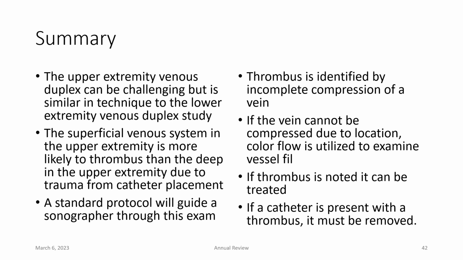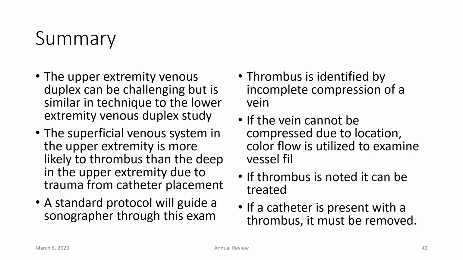So in summary, the upper extremity venous duplex can be challenging. It has a lot of similar conceptual ideas to our lower venous system, but we watch our superficial veins more closely in our upper system than in our lower system. Making sure that you have a good standard protocol to get you through the exam is going to be very helpful. Identifying thrombus is going to be really similar to how you would in any other part of the body, and you would be able to identify it by age according to its echogenicity.